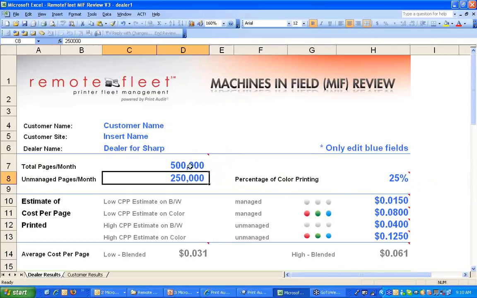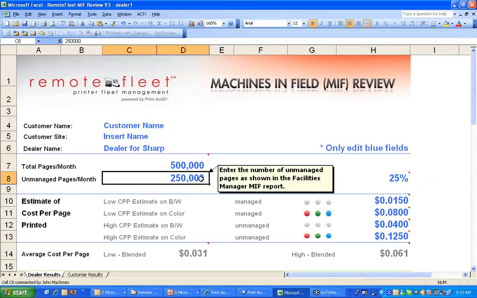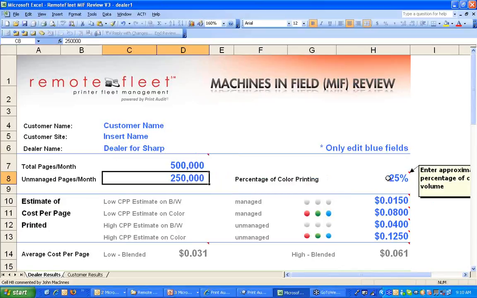And in most cases, we'll use the number half of the pages. We'll use the ratio of half the pages going to managed versus half the pages going to unmanaged. That's a very conservative estimate. We usually find that the unmanaged pages are a majority in the environment. So they often make up more than half of the volume in the environment.